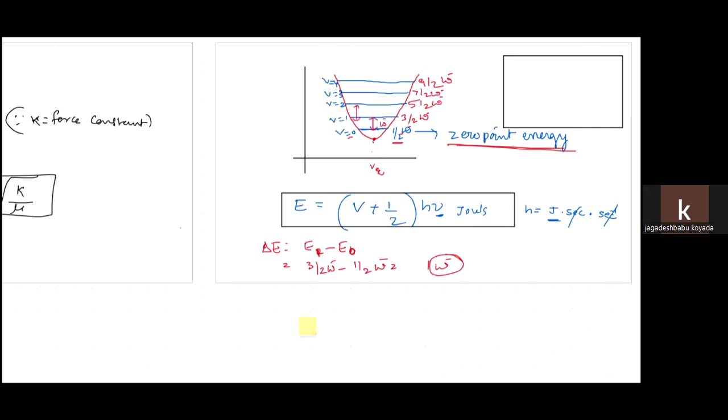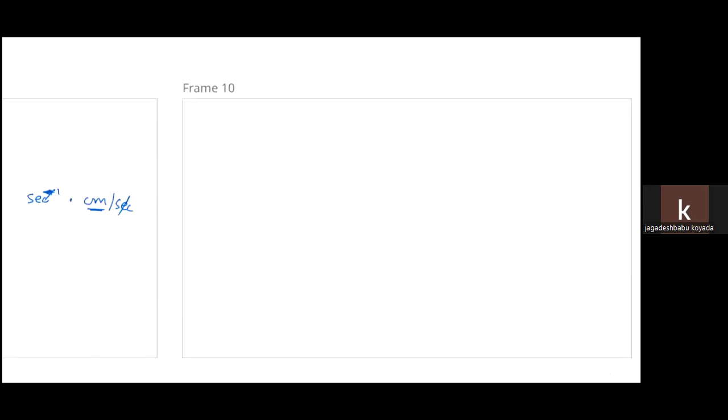Now the selection rules for the simple harmonic oscillator. Now it is time to discuss the selection rules. The first one is that the molecule must have a permanent dipole moment. The second one is delta V is equal to plus or minus 1.